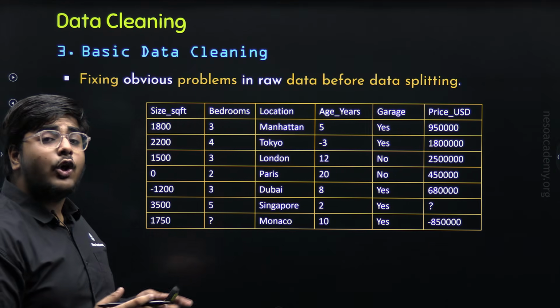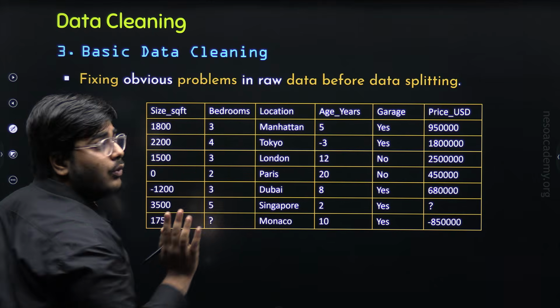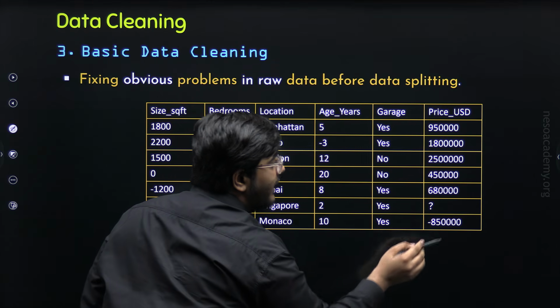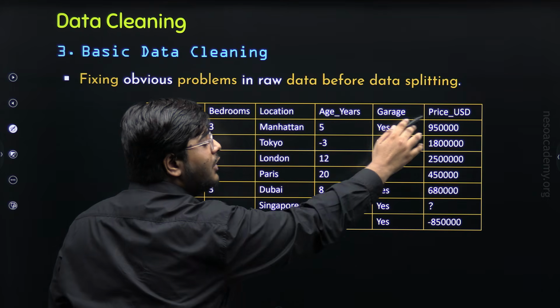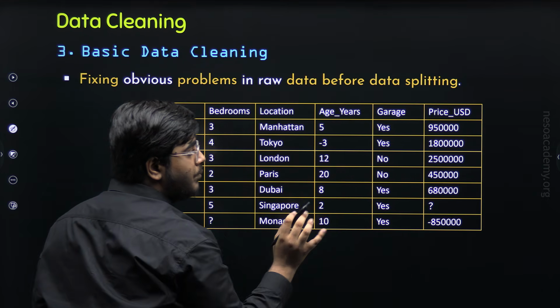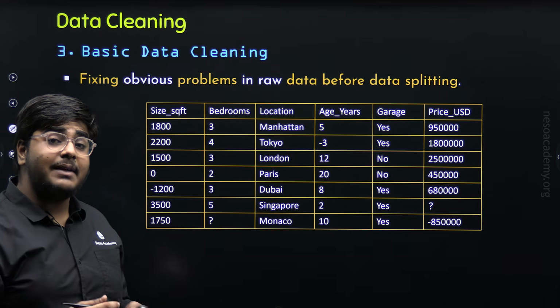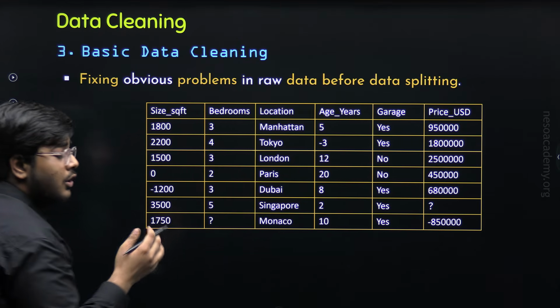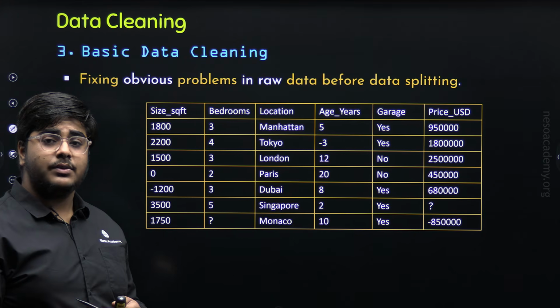Right now, we are only talking about the features of the houses. That is why for a while, please ignore this negative value for the price because it is not a feature, it is the target variable. Now, how to fix these impossible values? These three are impossible values. So how to fix these impossible values?